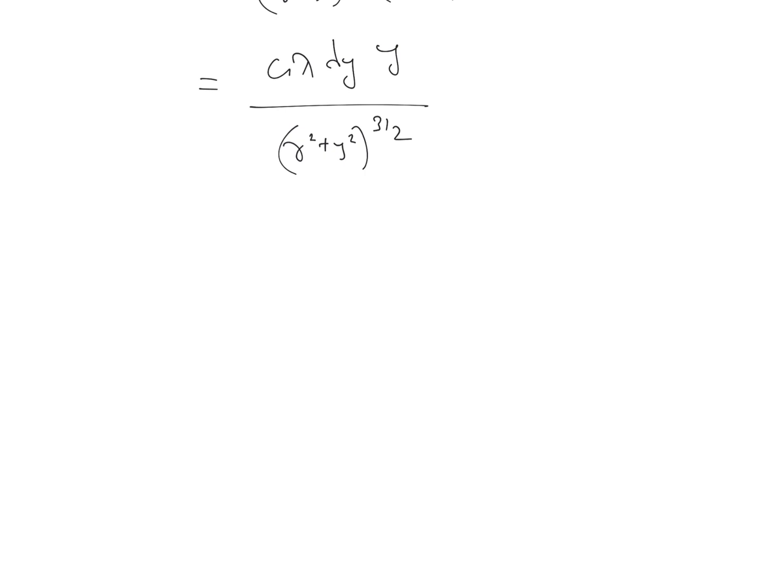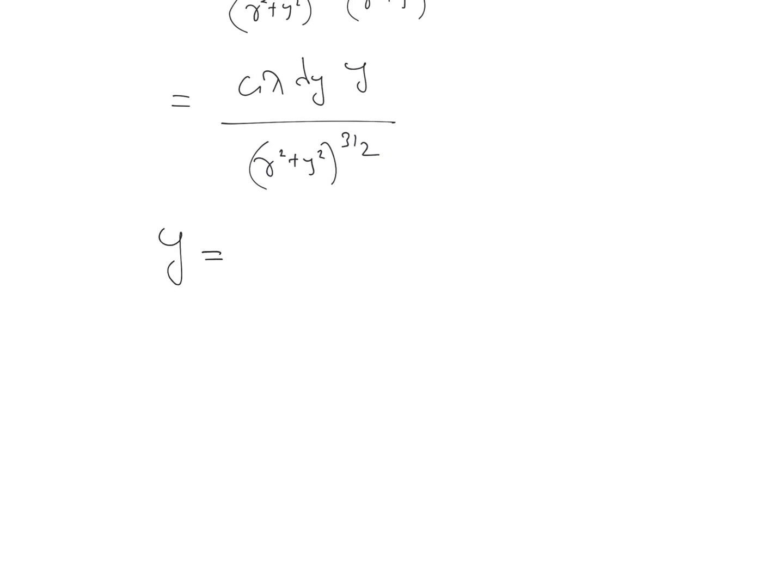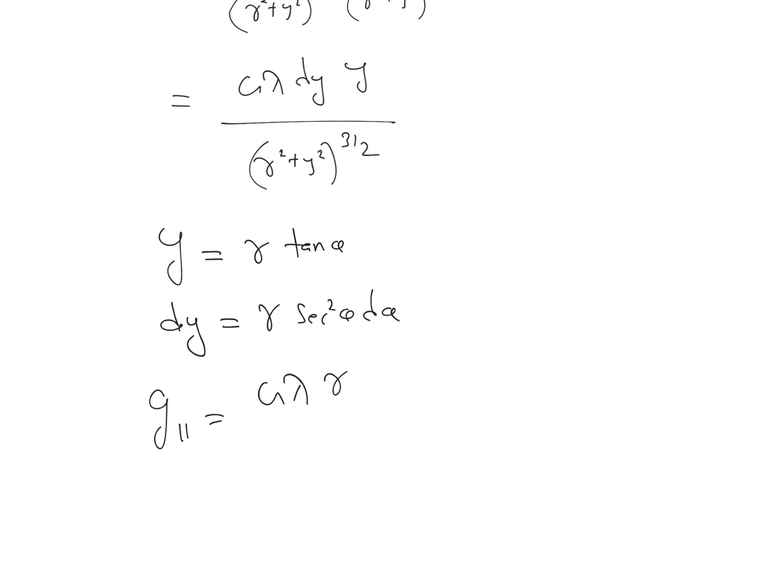Now again for integration purpose we can take y is equal to r tan theta. Then differentiating this equation, we get dy is equal to r sec square theta d theta. Now we are going to put these values in this equation. So the value of G which is parallel to the rod is going to be G into lambda into dy. Instead of dy we can write r sec square theta d theta into the value of y over here.